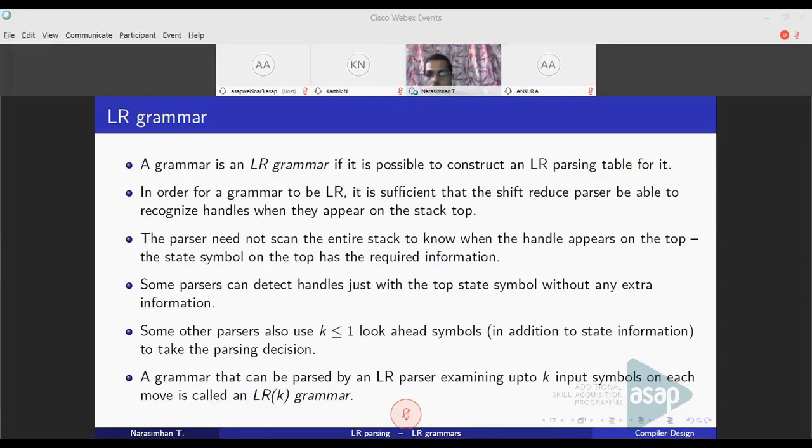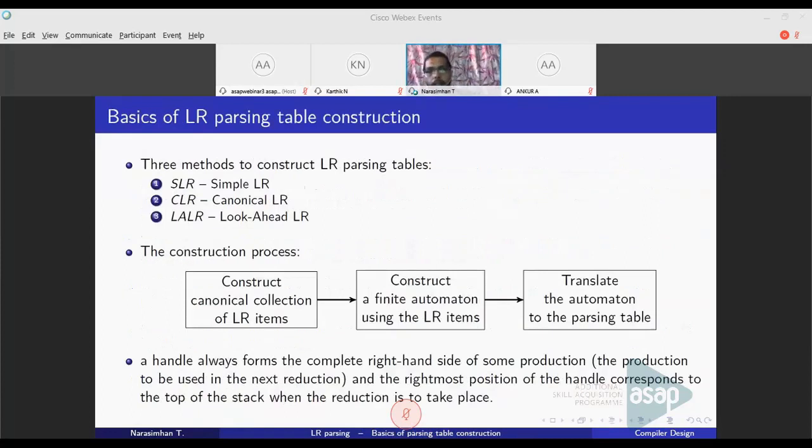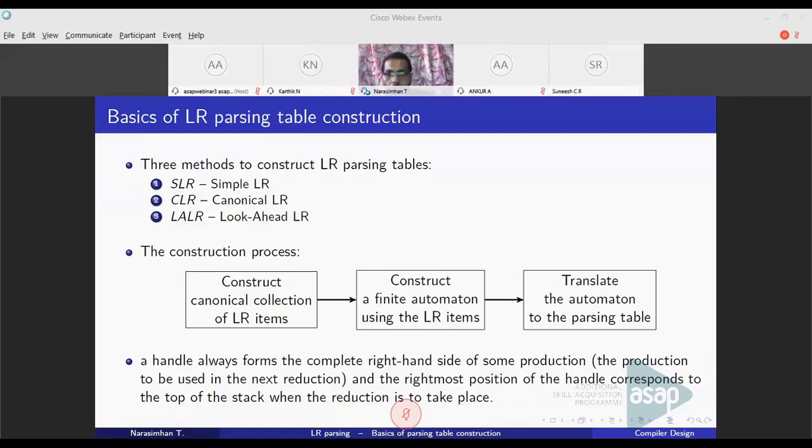So having seen this, now let us move to some foundational concepts that will be useful for constructing the parsing tables. As I told earlier, there are multiple methods to construct LR parsing tables, but your syllabus prescribes only three methods. The first one is known as SLR, which is the short form of simple LR. The second one is CLR or canonical LR. The third one is lookahead LR, or in short LALR. These are the three methods that we are going to discuss in the upcoming sessions on how to construct an LR parsing table.